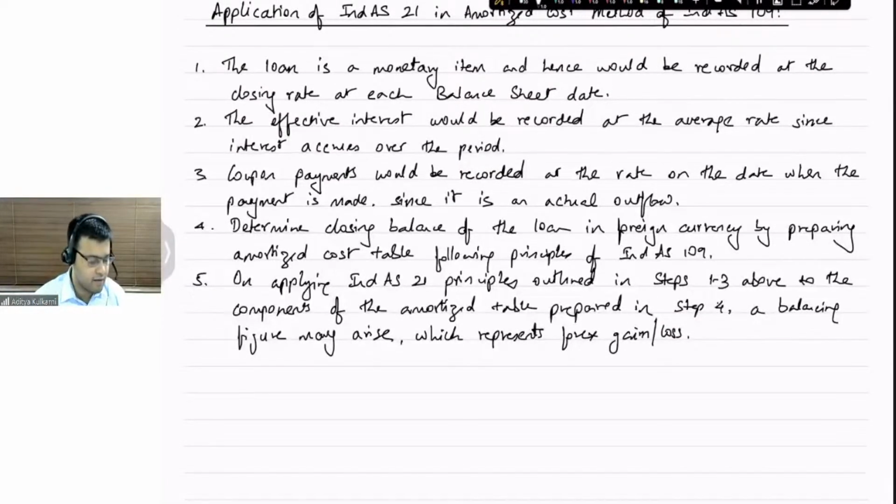If you are able to recollect, we had followed the same principles in the last class.